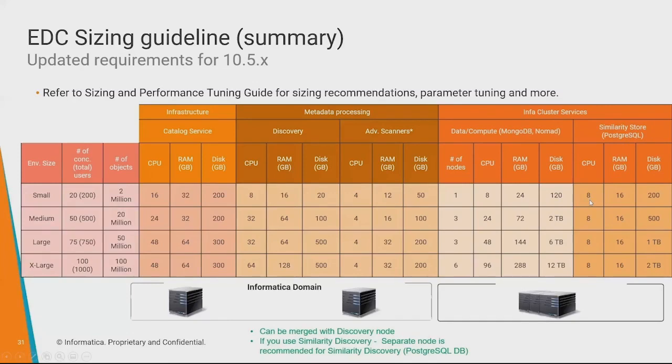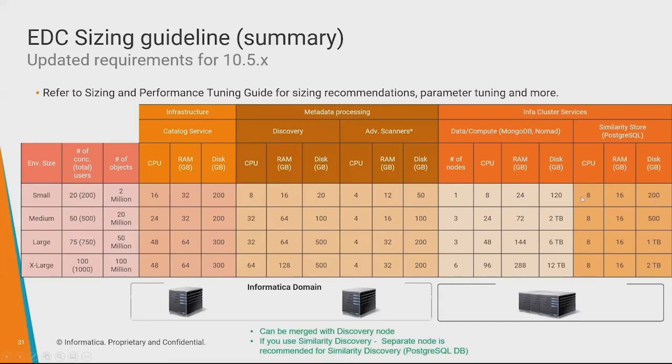So there is a PostgreSQL DB, which we saw in the architecture, that keeps all the similarity stores. We recommend having a dedicated node for that similarity store, which means there will be 2 nodes in the cluster in this small setup. One for cluster components like data and compute nodes like MongoDB, Nomad, and everything, and one for only the PostgreSQL DB.